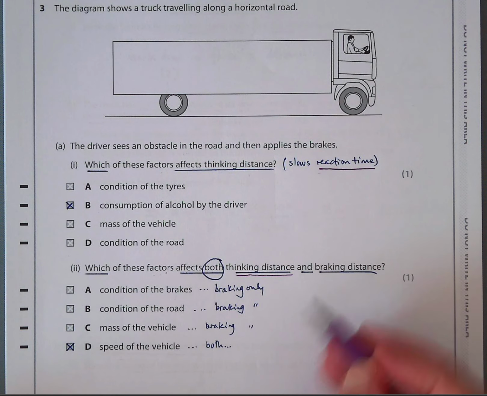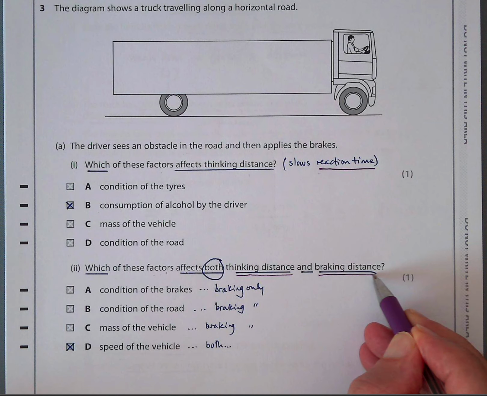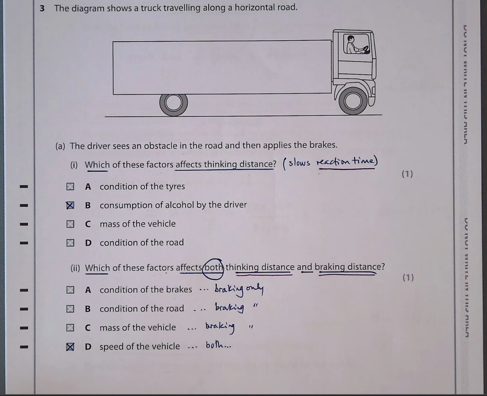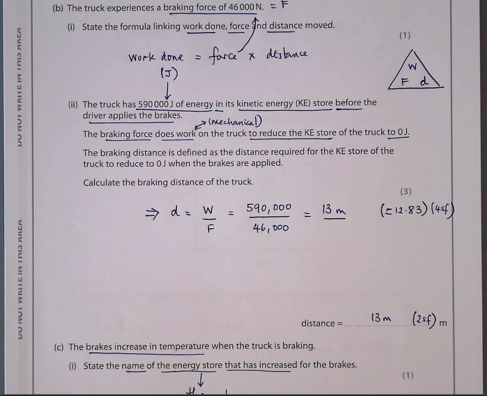And of course, the speed of the vehicle means it has more kinetic energy, and the brakes have to work harder, so it takes longer for the brakes in distance to slow down the car. Okay, so that's the beginning of this question. This has got part B and C still to come.